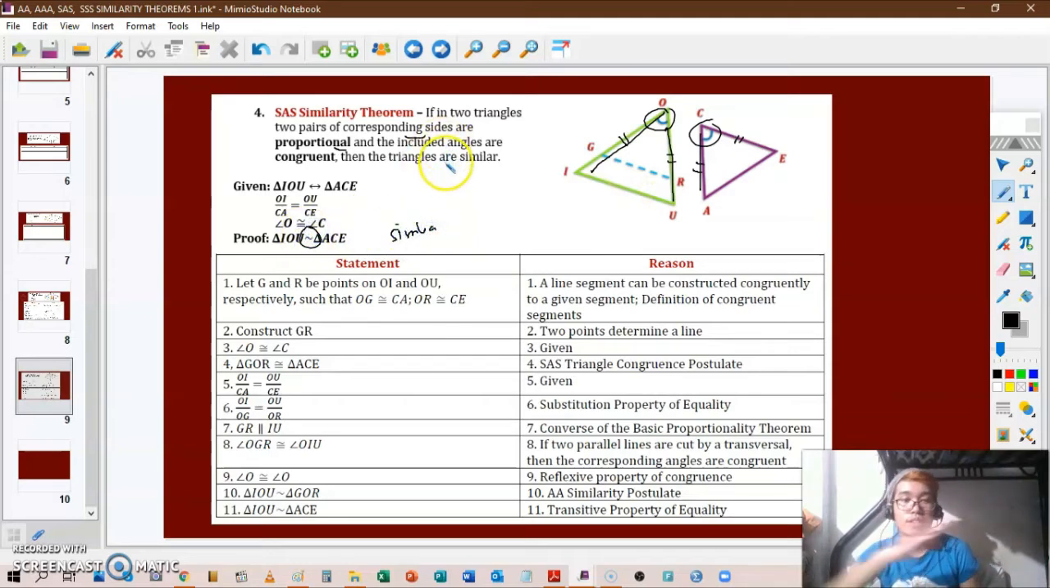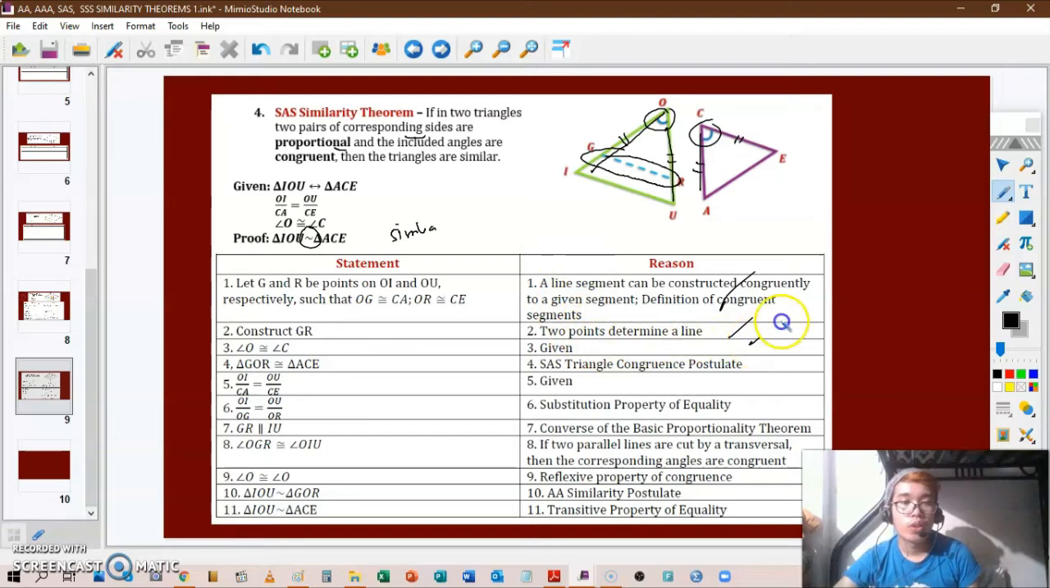As with the SSS triangle similarity theorem, what we're going to do here is also construct a segment. So let G and R be points on OI and OU respectively, such that OG is equal to CA and OR is equal to CE. A line segment can be constructed congruently to a given segment. And then we construct here GR, since two points determine a line.